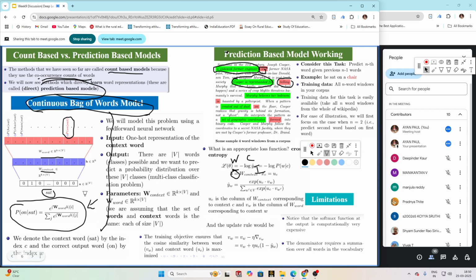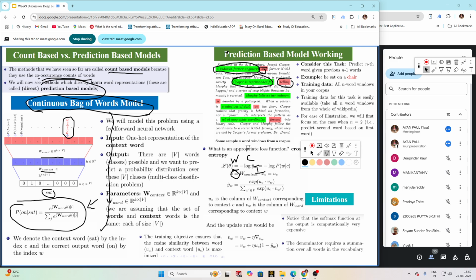First, what is this continuous bag of words? This is a prediction based model. What is a prediction based model? A prediction based model means you will be given some words, and you have to predict the word that will be coming after the given set of words. So that is a prediction based model.